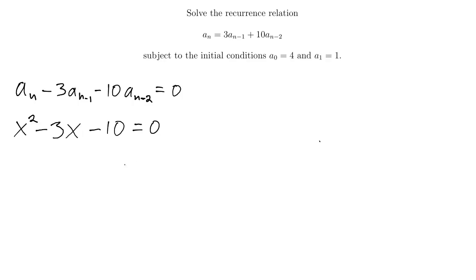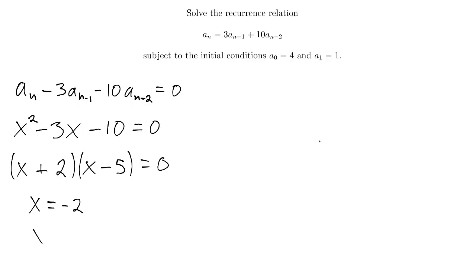And in this case, it looks like I can find x by factoring. So let's try to do that. Let's see, I need two numbers that multiply to negative 10, so how about 2 and 5, and add to negative 3, so how about negative 5 and positive 2? Yep, that works. So that tells me the characteristic roots are x = -2 and x = 5.